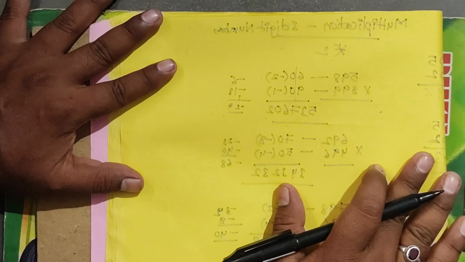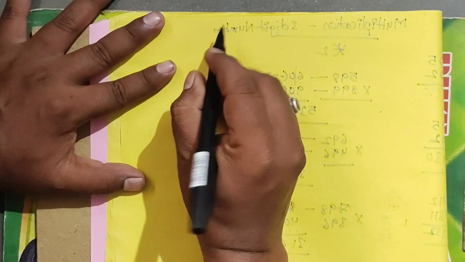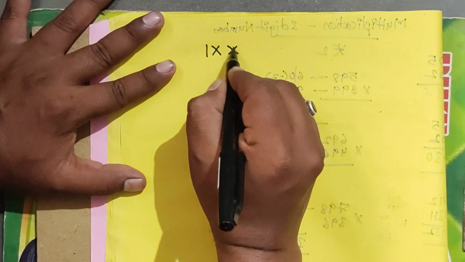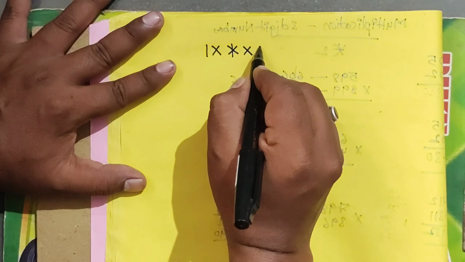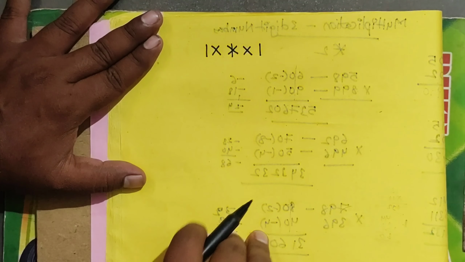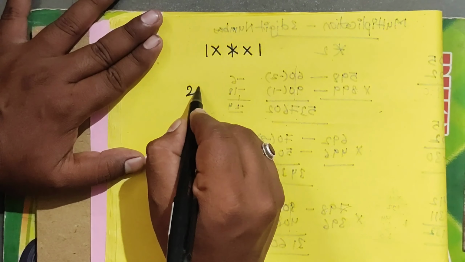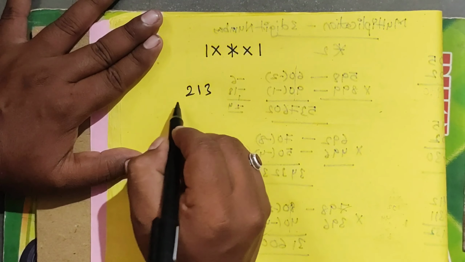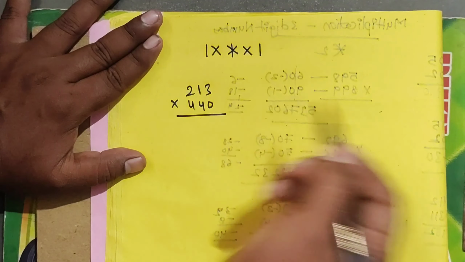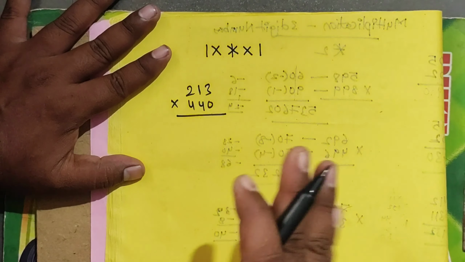In this method, we have to remember the pattern here: line, cross, star, cross, line. It is a very simple trick. As an example, I will take the number 213 into 440. We can use this method for any type of numbers: big numbers, small numbers, any numbers.